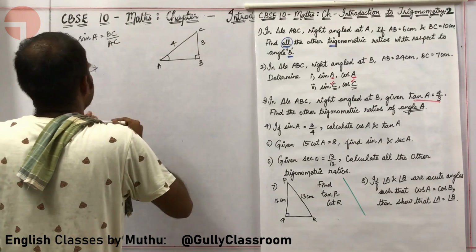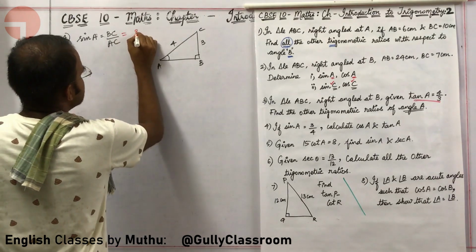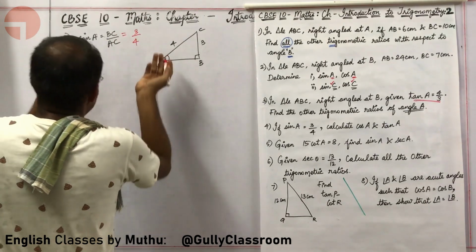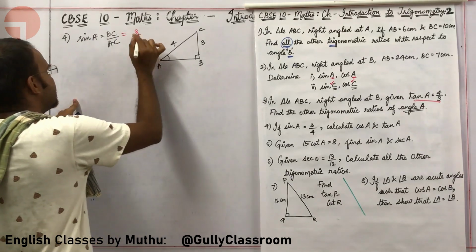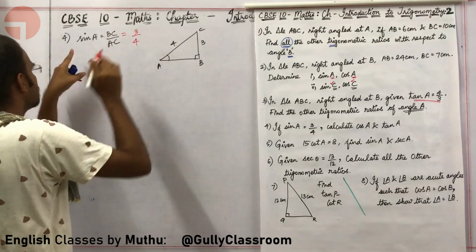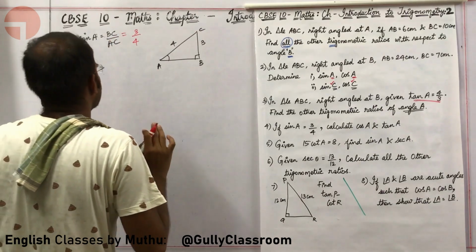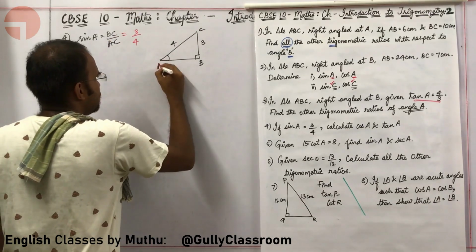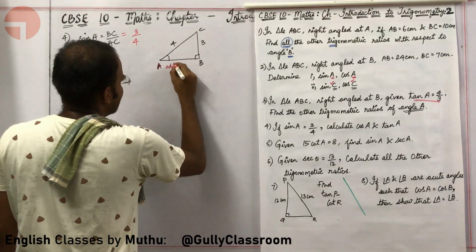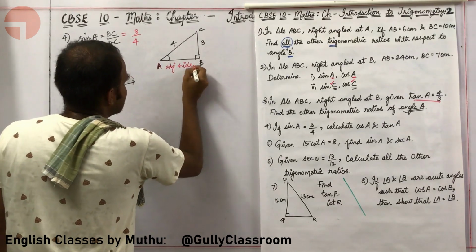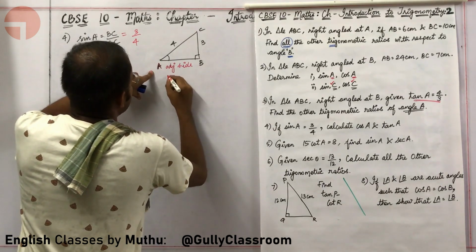Now, what are you going to do? They have given this as 3 by 4, which can be true because sin A value will always be lesser than 1. Here the denominator is higher, so sin A value can be 3 by 4. Now, first I need to apply Pythagoras theorem and find the value for the adjacent side. Let us apply Pythagoras theorem.